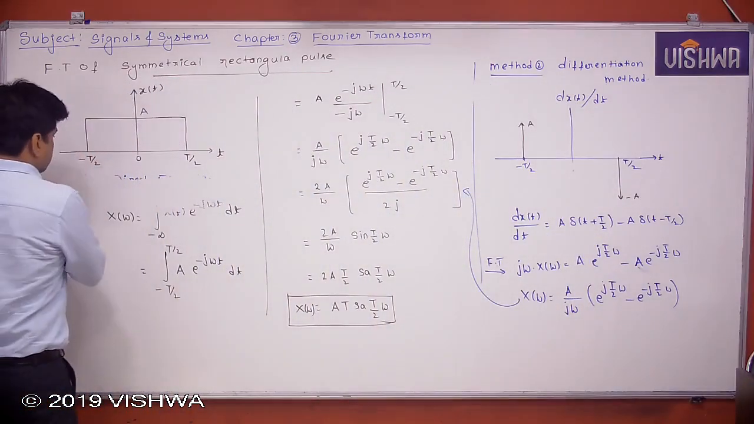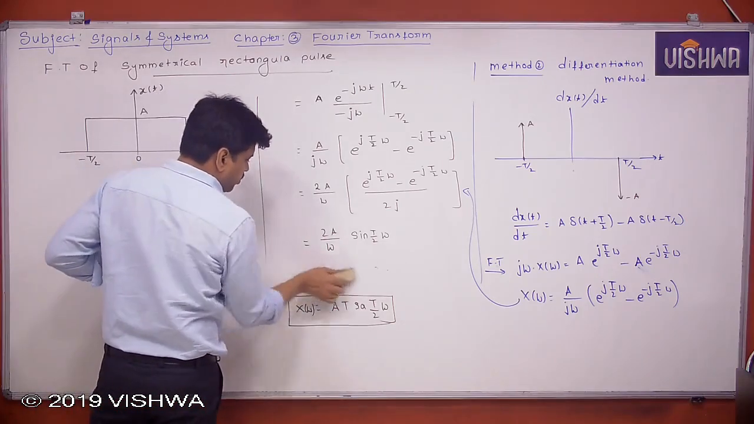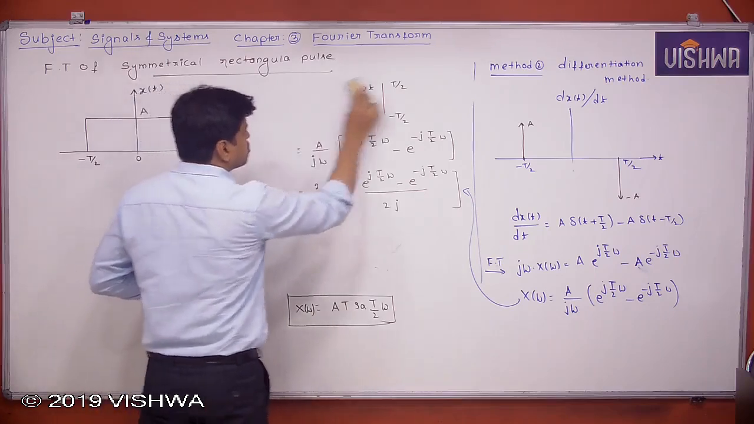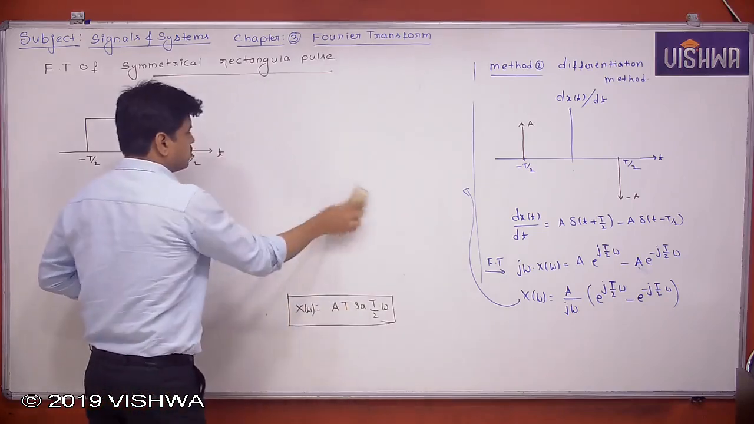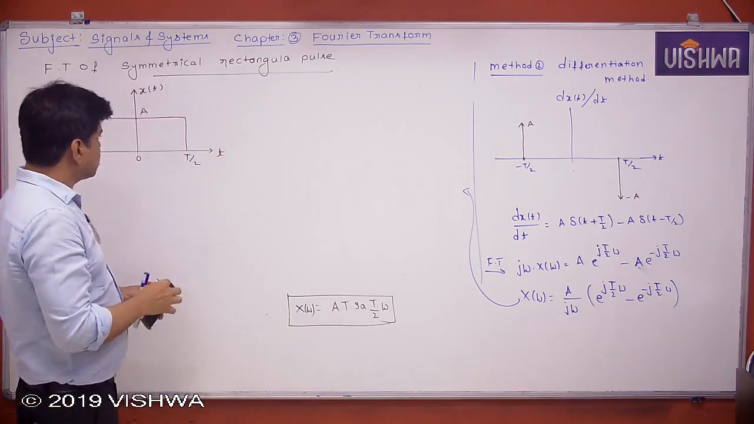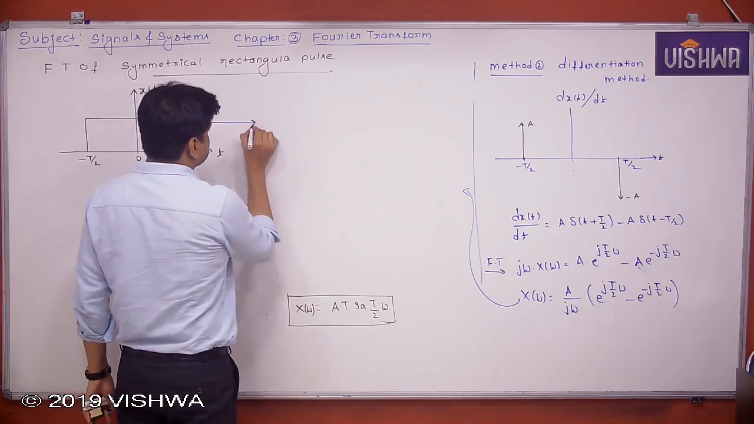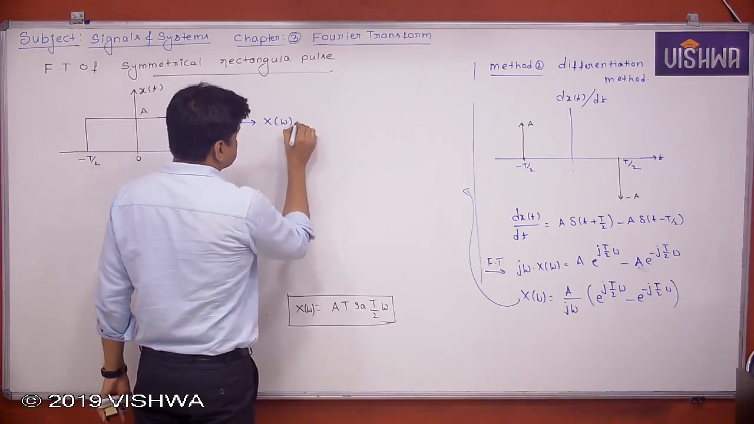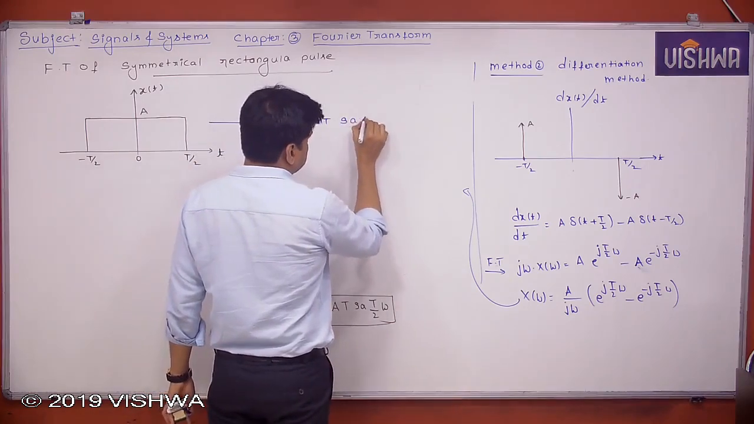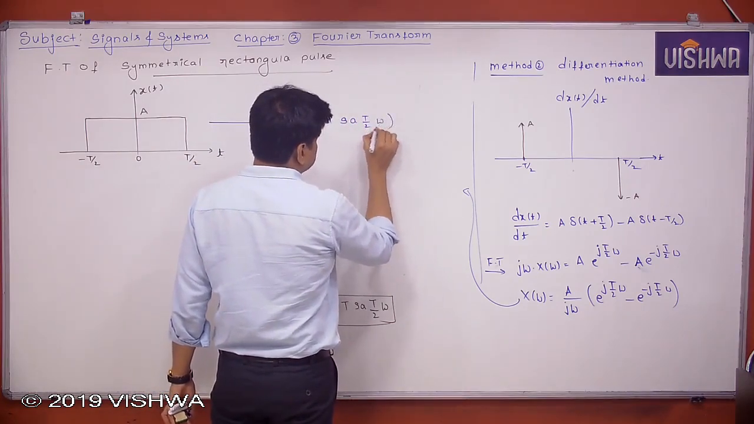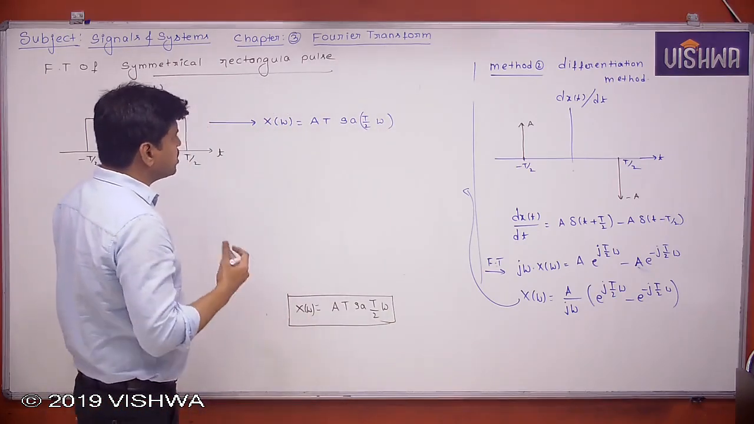So finally we have to remember the direct formula. This is the formula we got. For this function x of t, what is X of omega we got? X of omega is equal to AT sampling T by 2 omega. This is what we have to remember. This can be remembered in an easy manner.